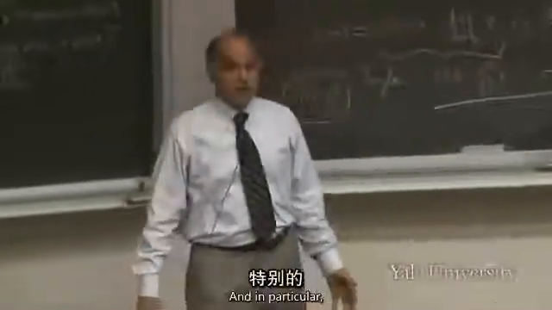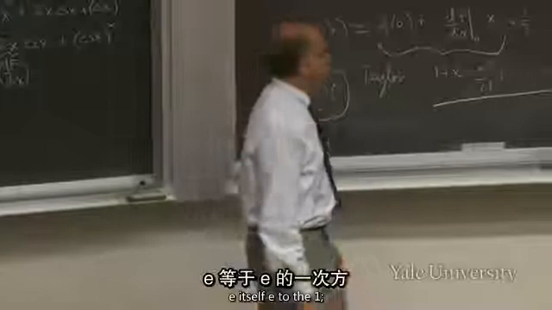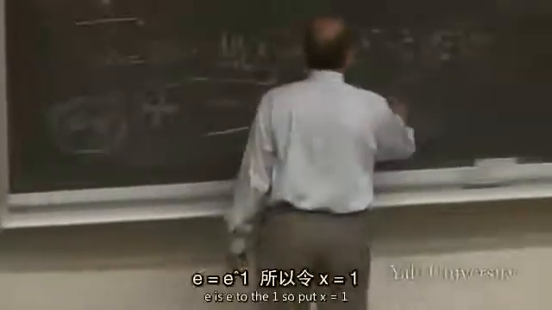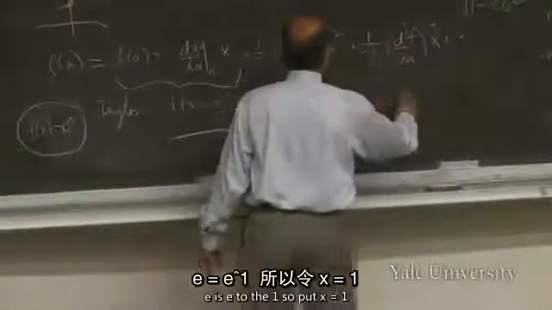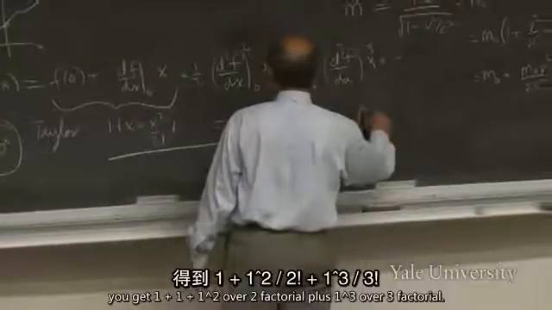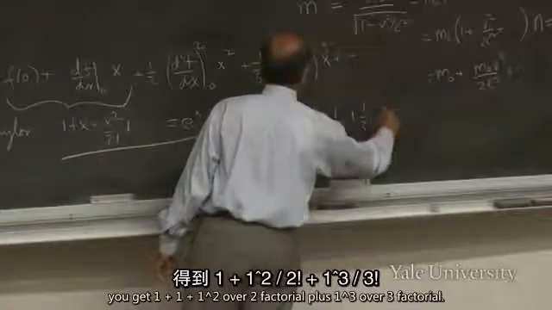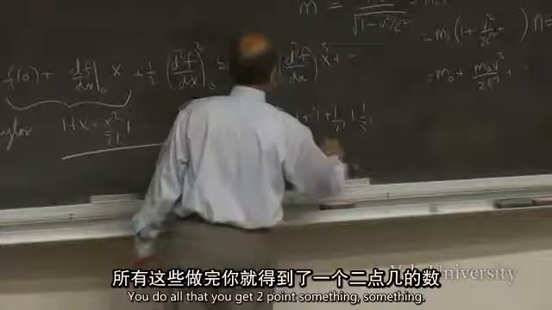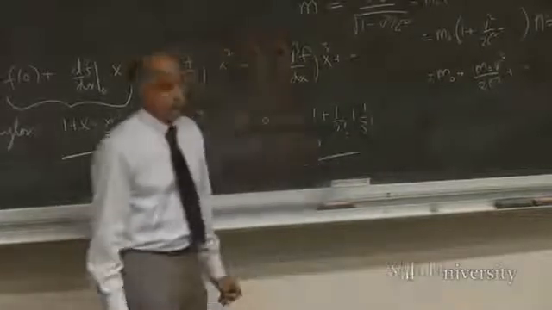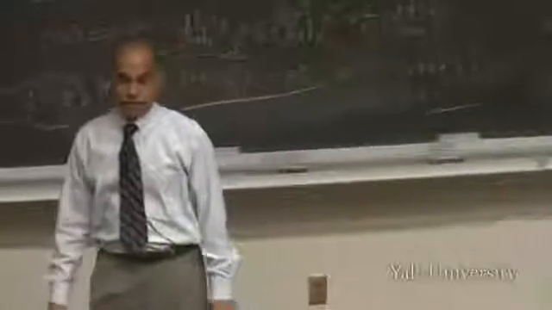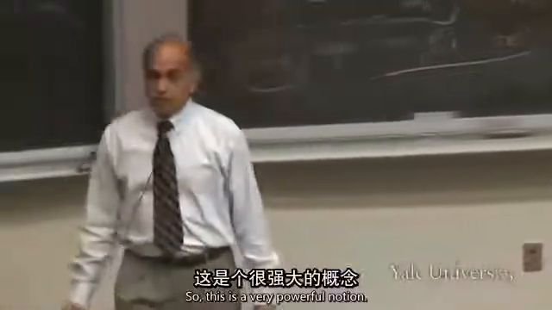In particular, what is e itself? e itself is e to the 1. So put x equal to 1, you get 1 plus 1 plus 1 squared over 2 factorial plus 1 cubed over 3 factorial. You do all that, you get 2 point something something. Right? That's e.